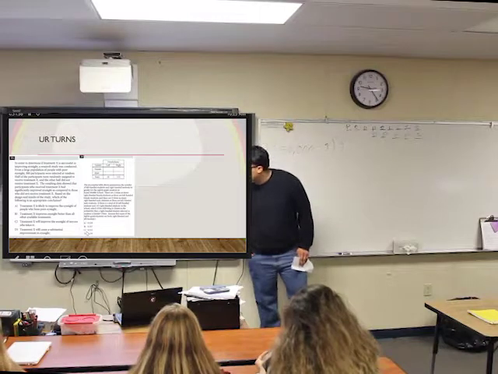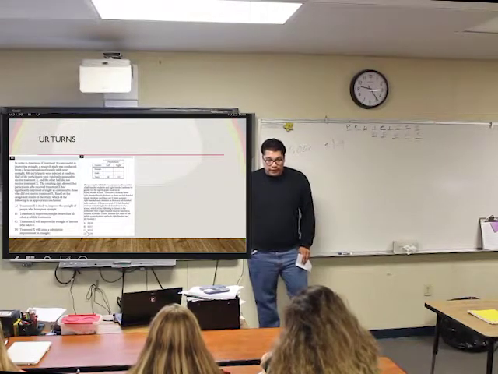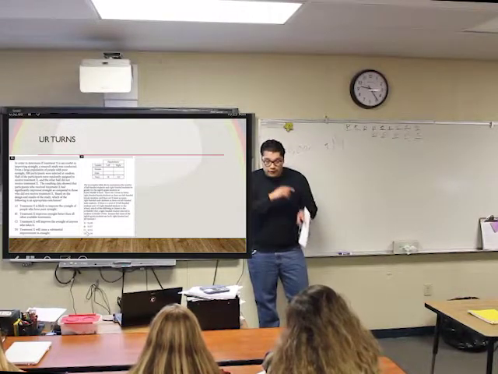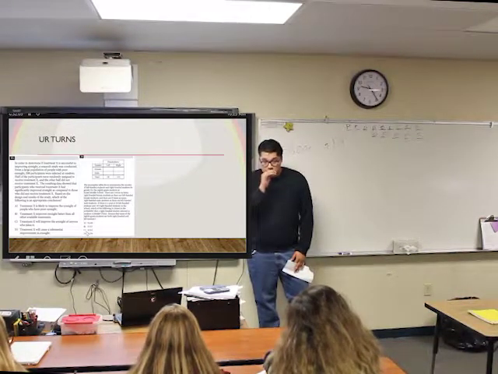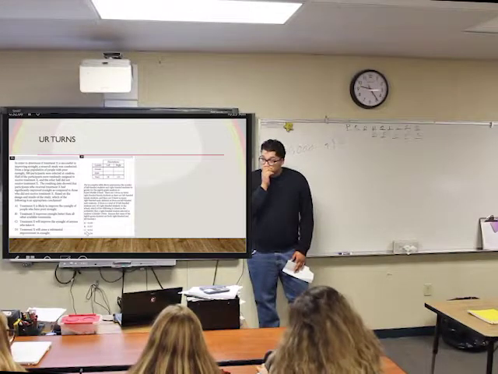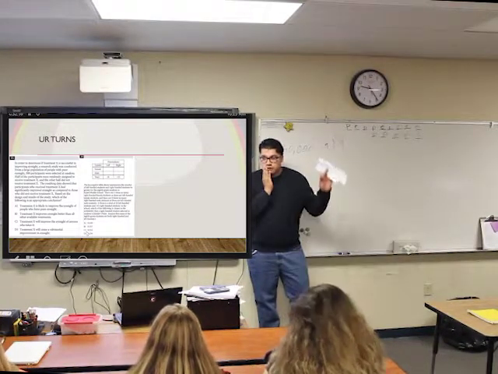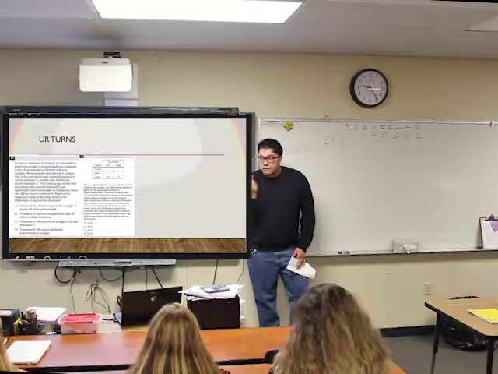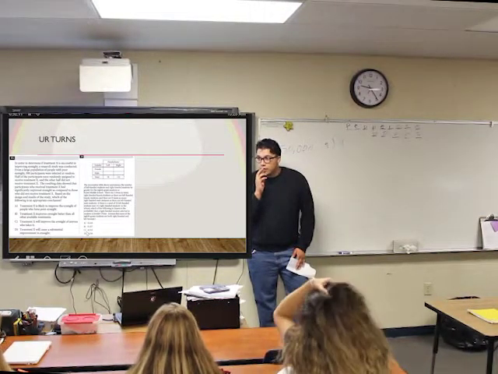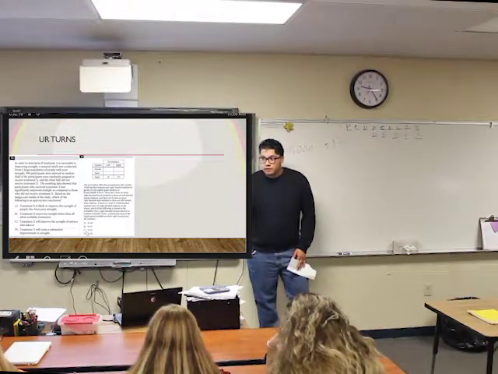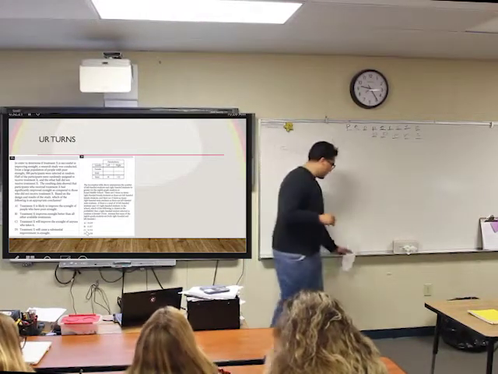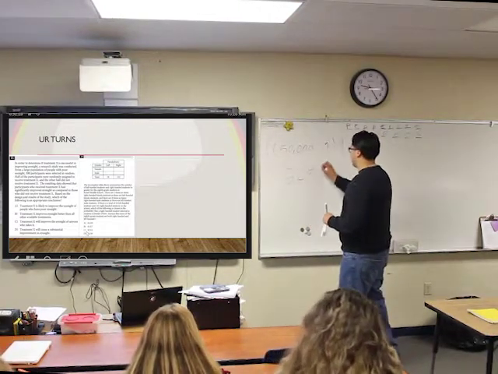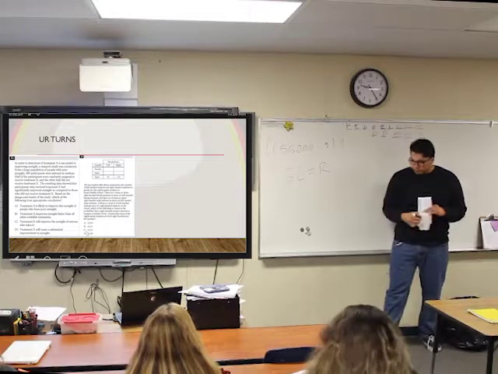We have five times as many right-handed as left-handed. If we have one left-handed, how many right-handed do I have? Five. If I have two? Ten. If I have three? Fifteen. So what am I doing? You do 5 times the number of left-handed. Does that make sense? Yes. So 5L gives you R. I hope you understand what L and R represent. Let's keep going.